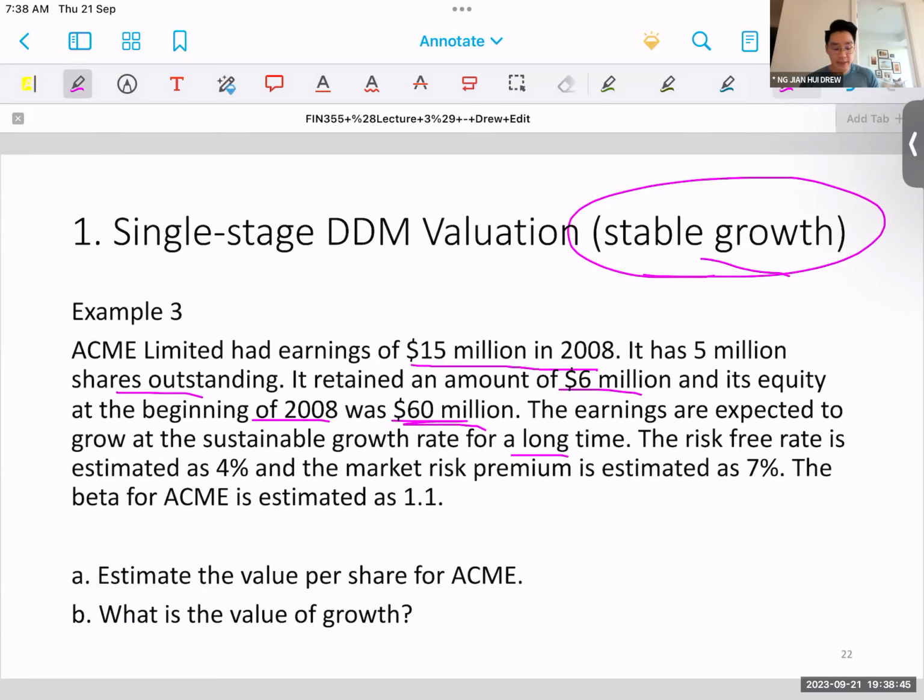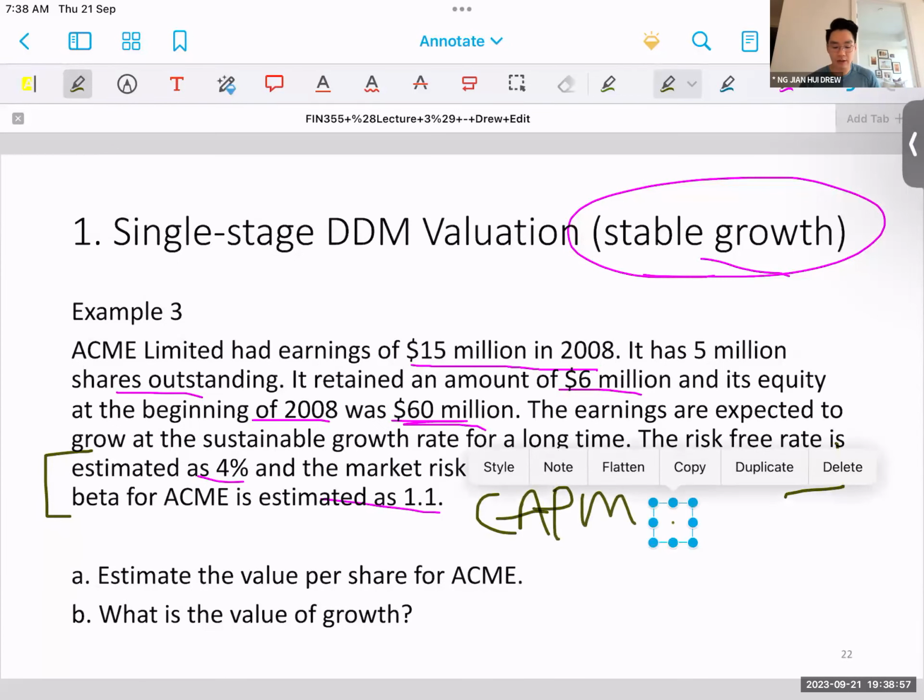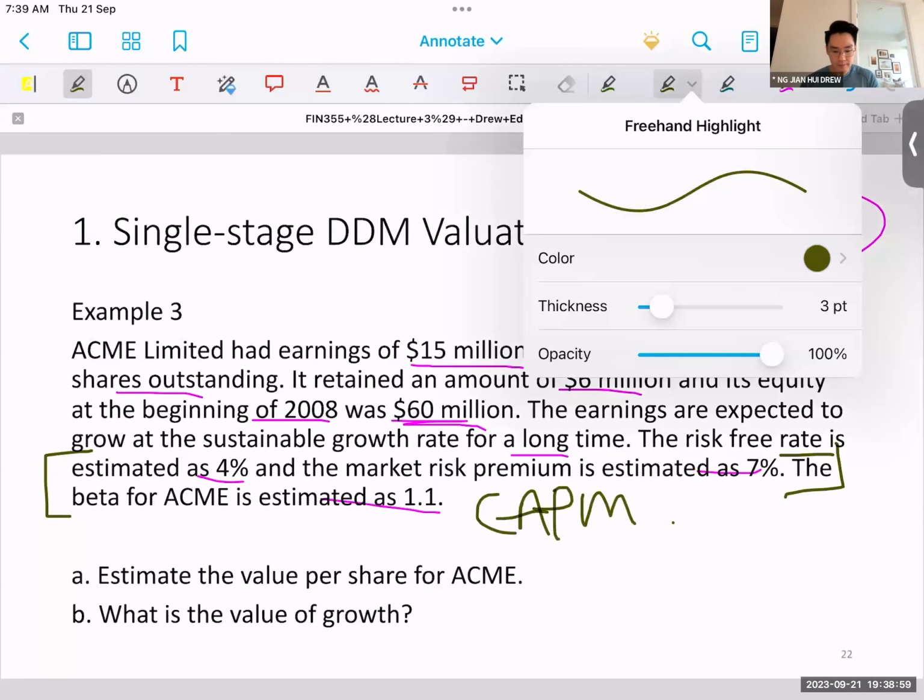Risk-free rate is estimated at 4%, risk premium 7%, data of this. So immediately you know that this information here is basically your CAPM, right? Used to calculate CAPM here. All right.